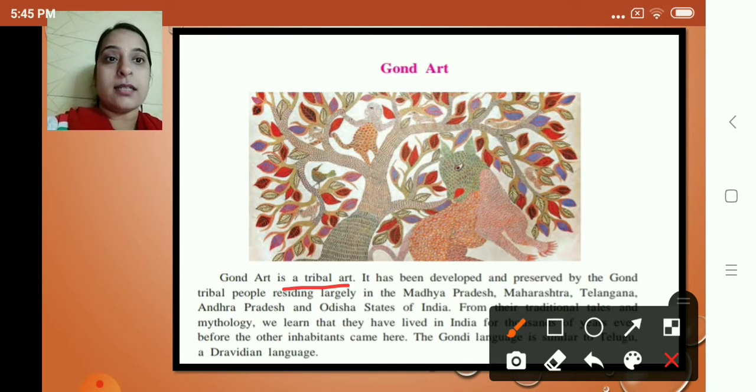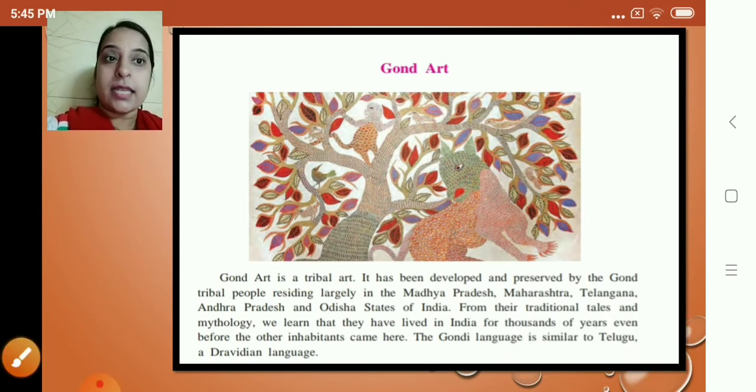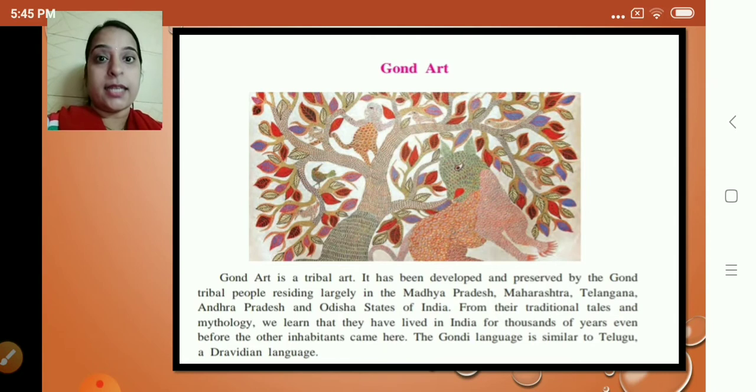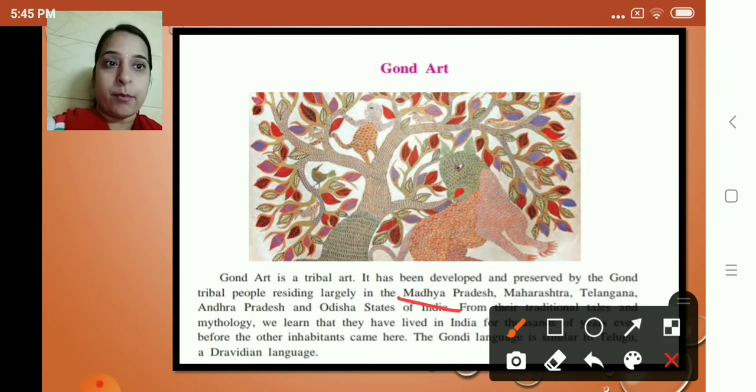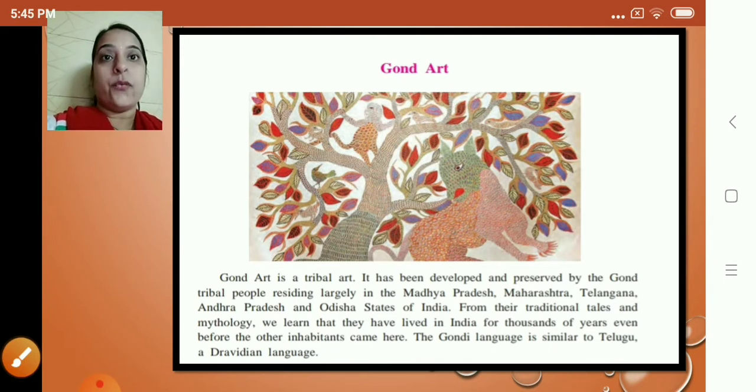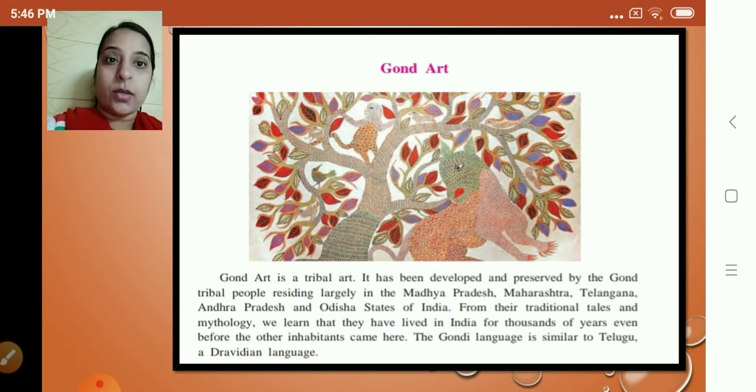So Gond art is a tribal art and it has been developed and preserved by the Gond tribal people, who reside largely in the states of Madhya Pradesh, Maharashtra, Telangana, Andhra Pradesh and Odisha. From their traditional tales and mythology, we learn that they have lived in India for thousands of years even before the other inhabitants came here. The Gondi language is similar to Telugu, which is a Dravidian language.